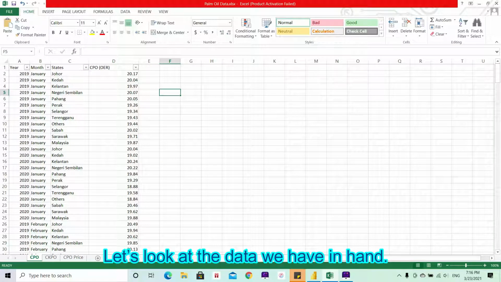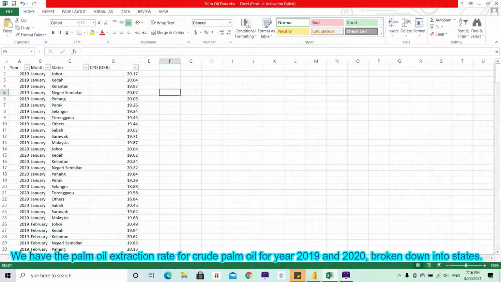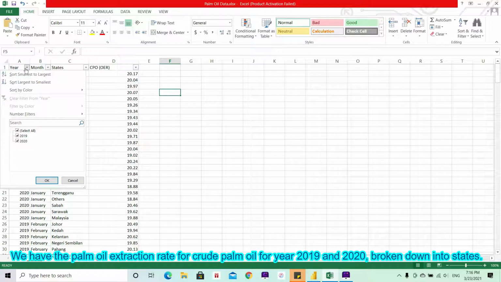Today, let's start with a case study on crude palm oil. Let's look at the data we have in hand. We have the palm oil extraction rate for crude palm oil for the year 2019 and 2020 broken down into states.